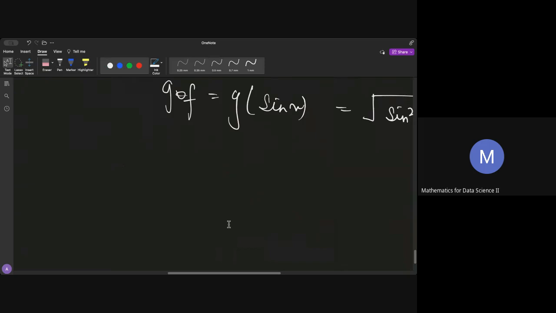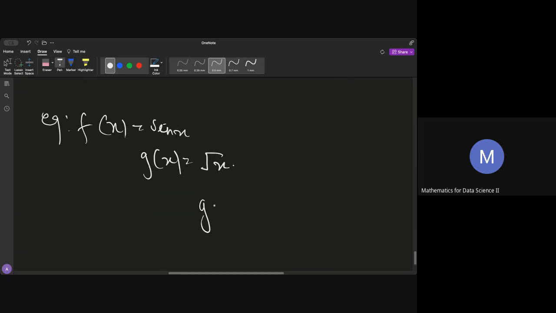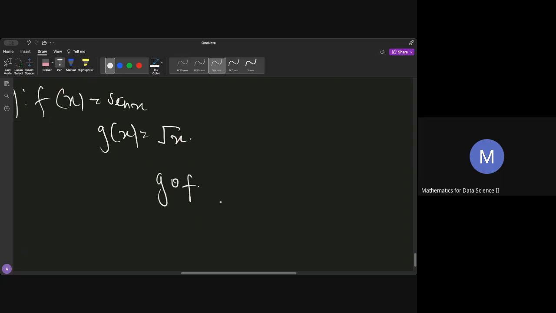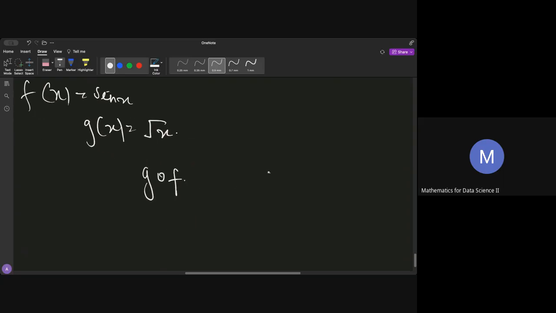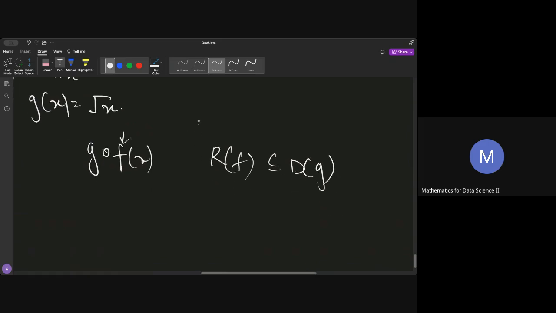And let's say I change things here. This time I'm taking f(x) equals sine x and g(x) equals square root of x. Now I want to do GOF. Then for the composition to be valid, I want the same thing: the range of F, the inner function, the function that gets applied first, should be contained in the domain of the second function. So let's see if it is true.